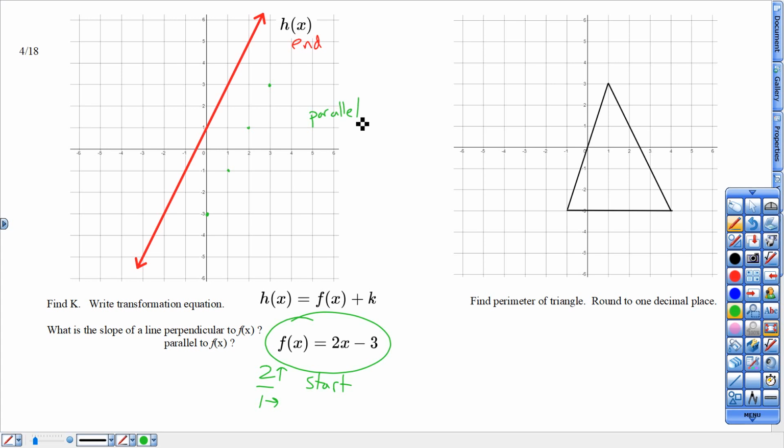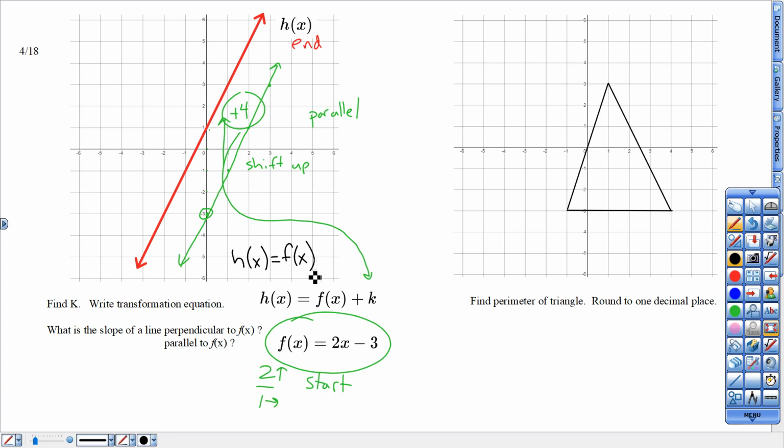They're always parallel. So the starting line is starting right here down at -3, and I can see it's ending going clearly up. This is a shift up, and it's going up 1, 2, 3, 4, going up 4. That number goes right here for my K number. That is K right there. So the first thing, find that transformation equation. That is h of x equals the original f of x plus 4. That's the first answer I'm looking for.